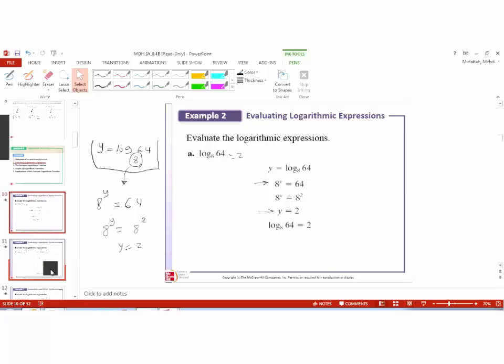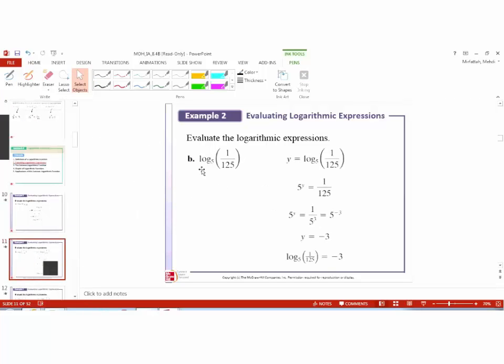So let's take a look at another example here. Again, we're going to find out what that is. I'm going to write this as y is equal to log of 1 over 125 with the base 5. So if I change this to the exponential, 5 to the power of y must be equal to the argument, which is right here.